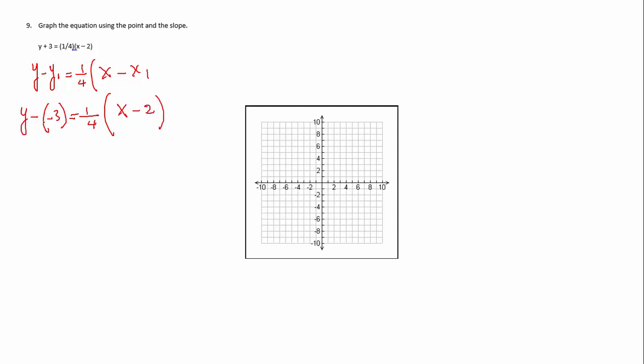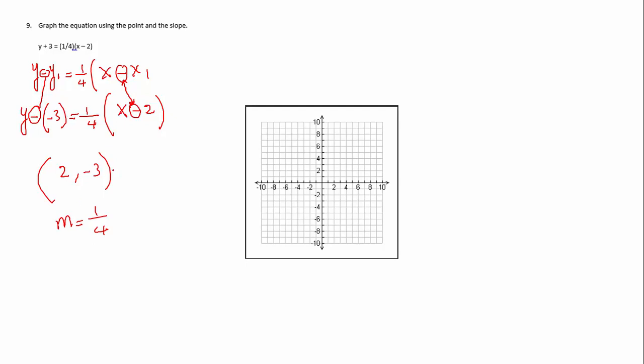Remember that minus minus is plus, so I haven't changed anything. But now I satisfied the minus sign here. They're satisfied. So y1 is negative 3. Here I have a minus sign already, so I don't have to worry about doing anything. And then x1 would be 2. So this is the point 2, negative 3. And the slope is 1/4. Now we're ready to graph.